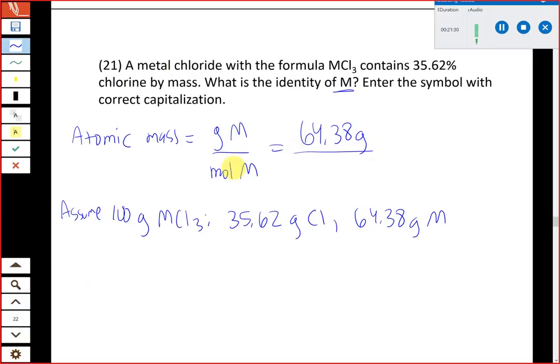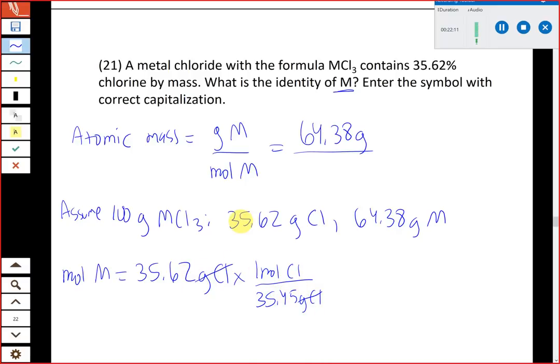The next thing we need to do is find the moles of M that are in this compound. To do that, we don't know the identity of M, that's what we're trying to find, but we do know the identity of the other element, chlorine, which is 35.62 grams out of 100, and we know the ratio of metal to chlorine from the chemical formula, M1Cl3. So both of those together can allow us to figure out how many moles we have. So we can first figure out how many moles of chlorine are in 100 grams of compound by taking the mass of chlorine and then dividing by its atomic mass to get to the moles of chlorine. So from the periodic table, the atomic mass of chlorine is 35.45.